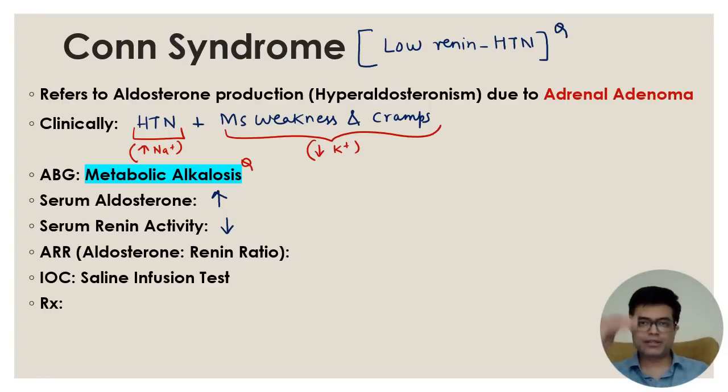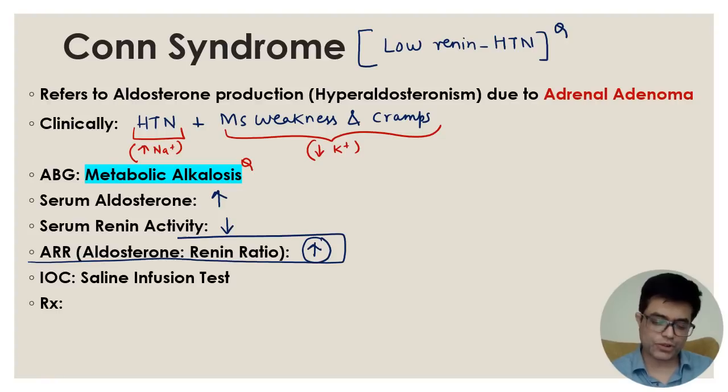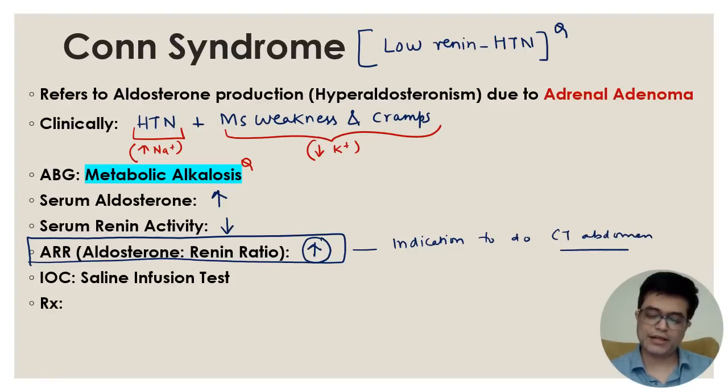So obviously when you take the ratio, aldosterone to renin ratio, that ratio will be elevated. And if you find that the aldosterone to renin ratio is elevated, that is an indication to perform a CT scan of the abdomen in the patient, because you now need to localize and find the presence of an adrenal adenoma.